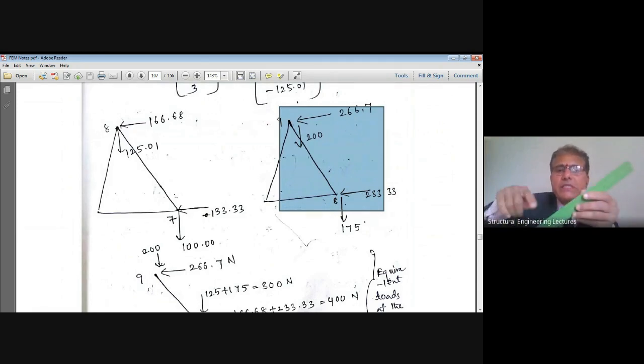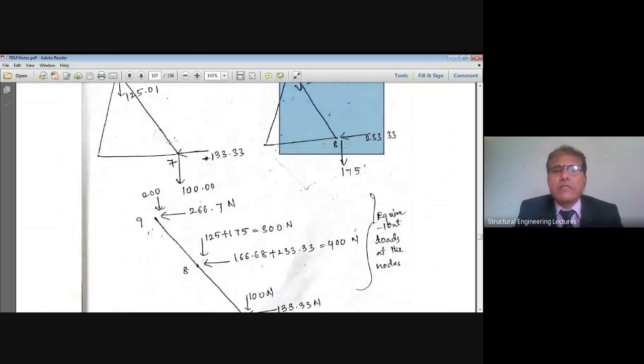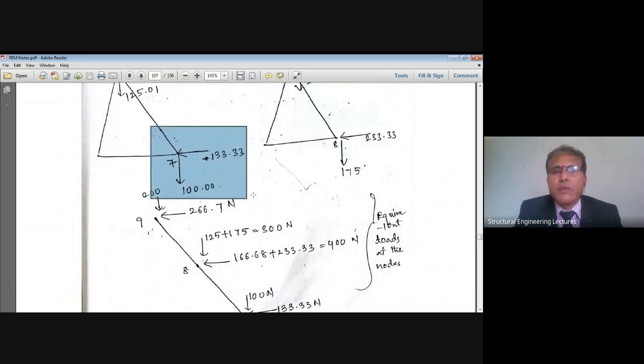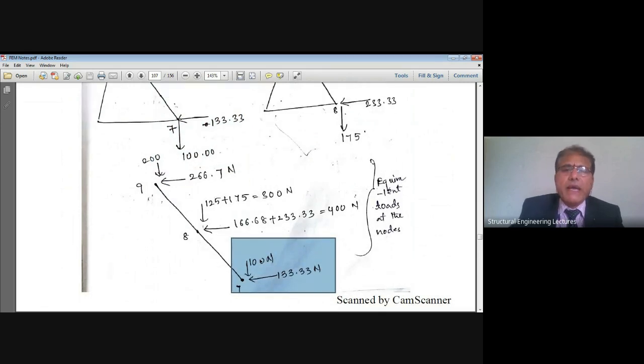But this is a continuous element having 7, 8, 9. Therefore, the 8th node is a common node for the first element as well as the second element. Therefore, now I'll use the law of superposition. At the 7th node, there is no superposition. Simply you just copy and paste them. Therefore, that is minus 133, minus 100 acting in the downward direction.